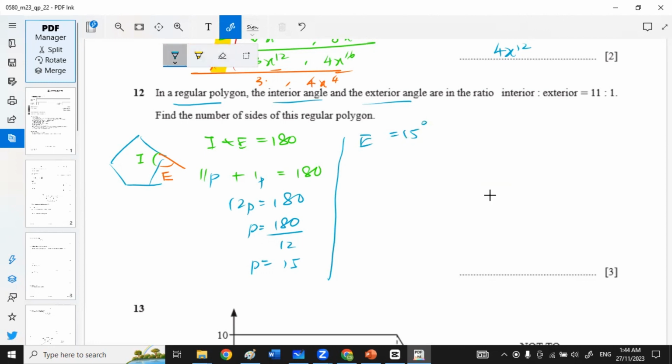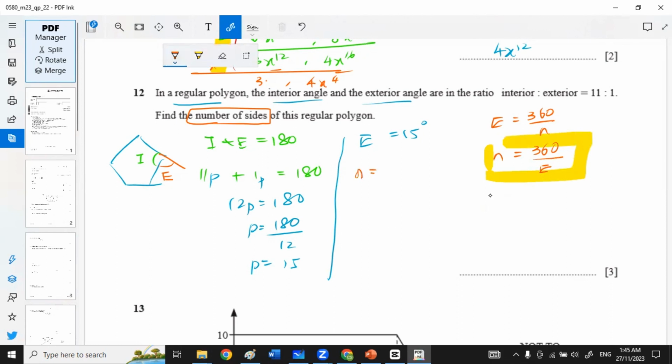Now the question asks for the number of sides. For the number of sides, it will be easier if you use the exterior angle. From the exterior angle, we know that E equals 360 over n, where n is the number of sides. So we want to find n equal to 360 over E. Take this formula, it will be easier for you to calculate. Therefore, n is equal to 360 over 15, you should get 24.